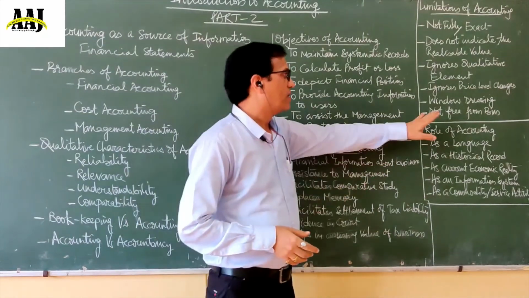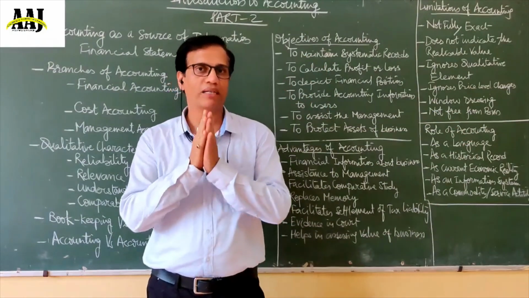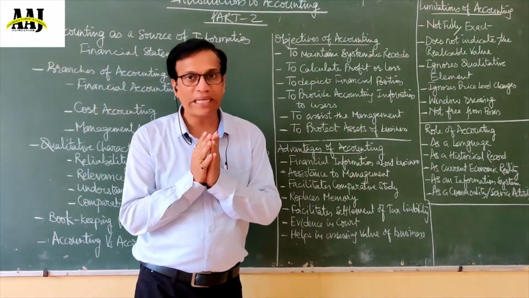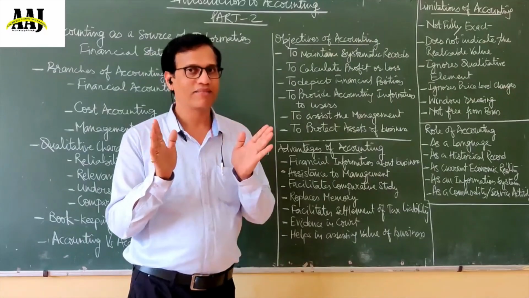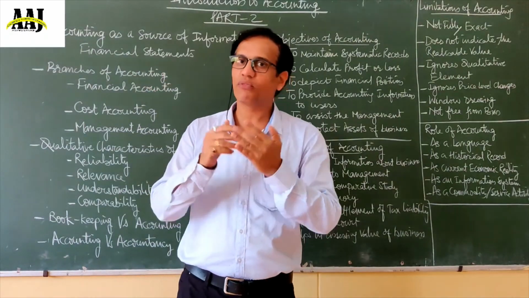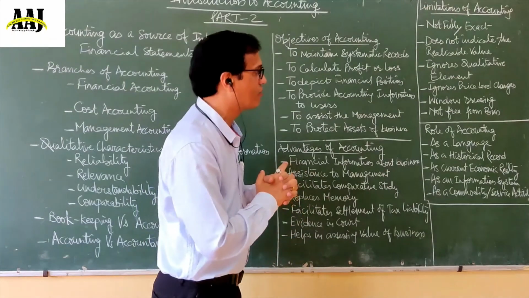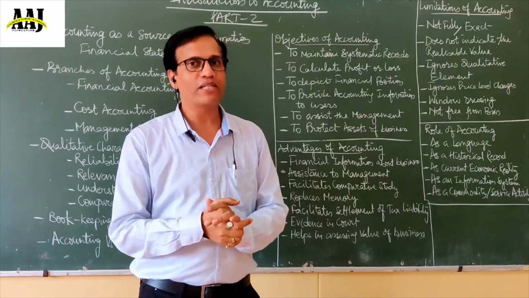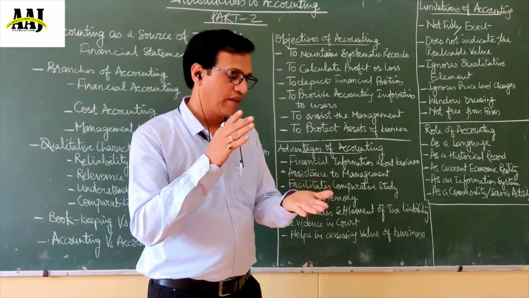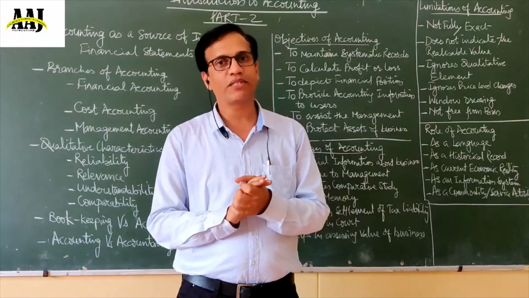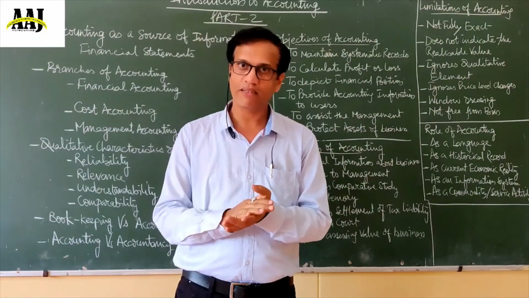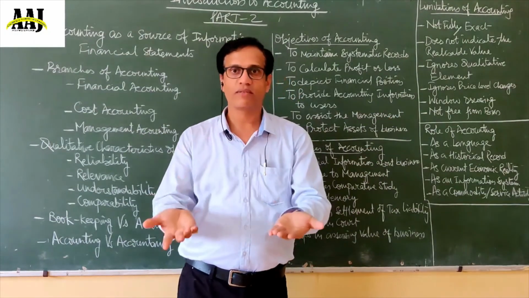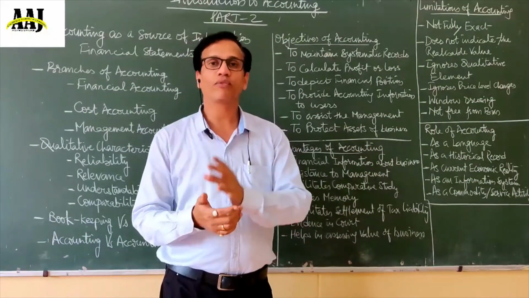So next comes not free from bias. It means the accounting records maintained are not unbiased because they depend on the personal judgment of the accountant, the one who is maintaining accounts or accounting records. Sometimes the decision depends upon that person, like which method of charging depreciation should be followed: straight line method, written down value method. He has to choose one of the available methods.